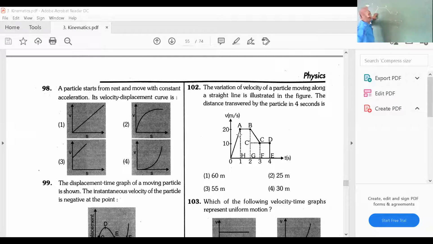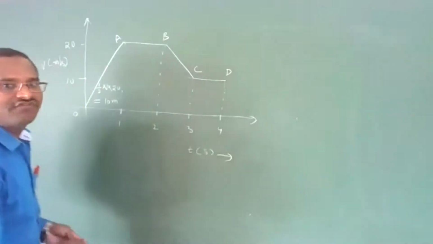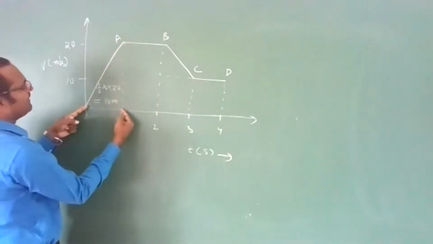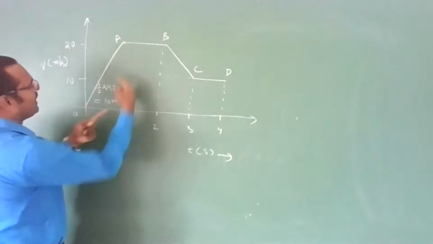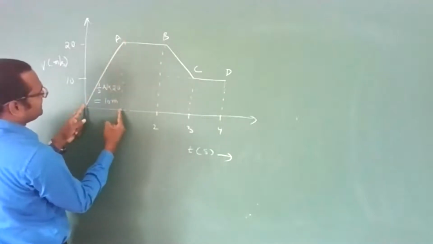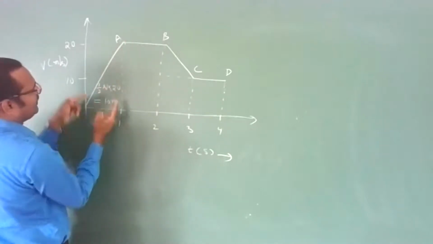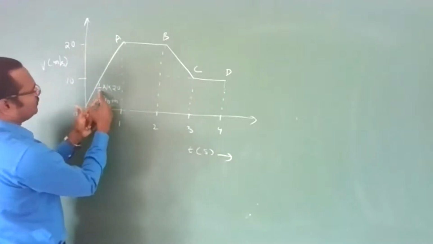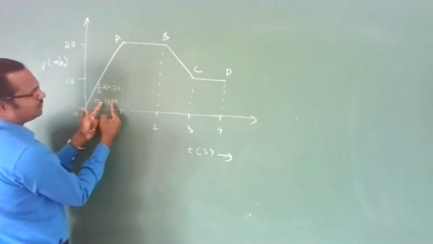Why calculate in a big manner? I am giving the direct answer. First, this is a triangle. Area of a triangle is half into base into height. Half into base is 1 second into height is 20 meter. So 2 tens are 20. So 10 meters it is.